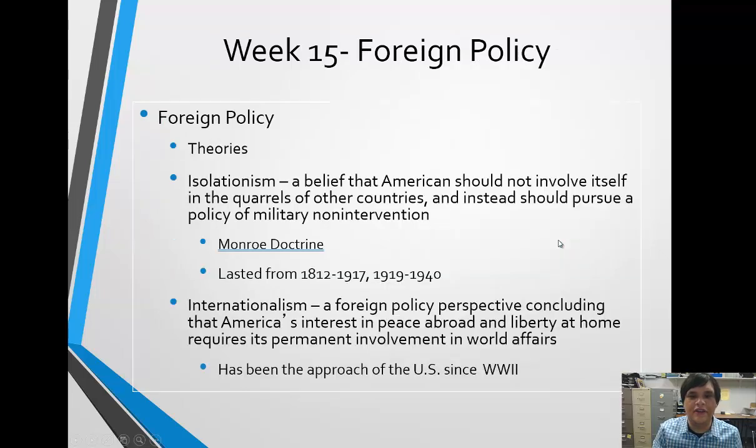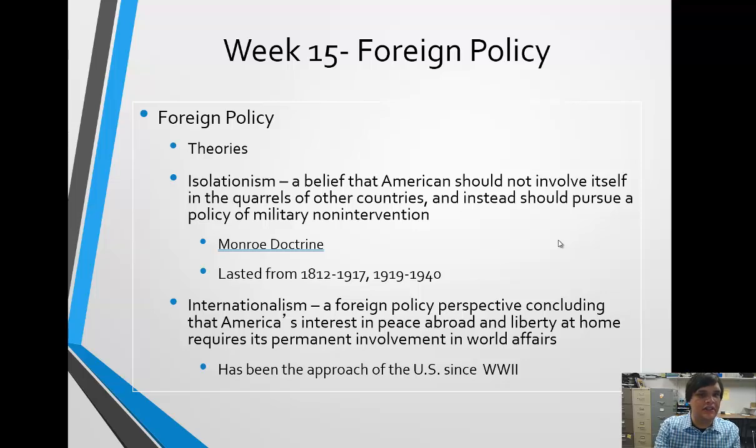So, all right. And then finally, moving on from domestic policy, we talked about foreign policy within this final week here. Foreign policy, I mentioned a number of theories or approaches to foreign policy. We talked about isolationism versus internationalism. Isolationism, very simple. It's the belief that America should not involve itself in the quarrels of other countries and instead should pursue the policy of military non-intervention.